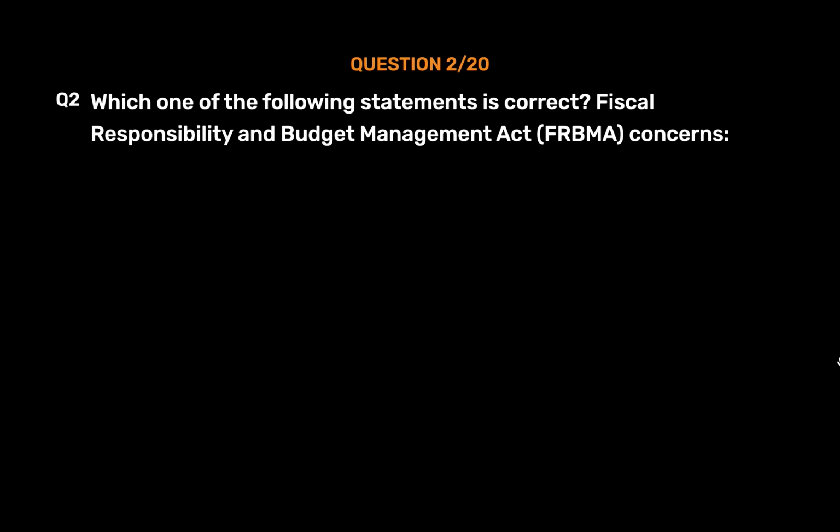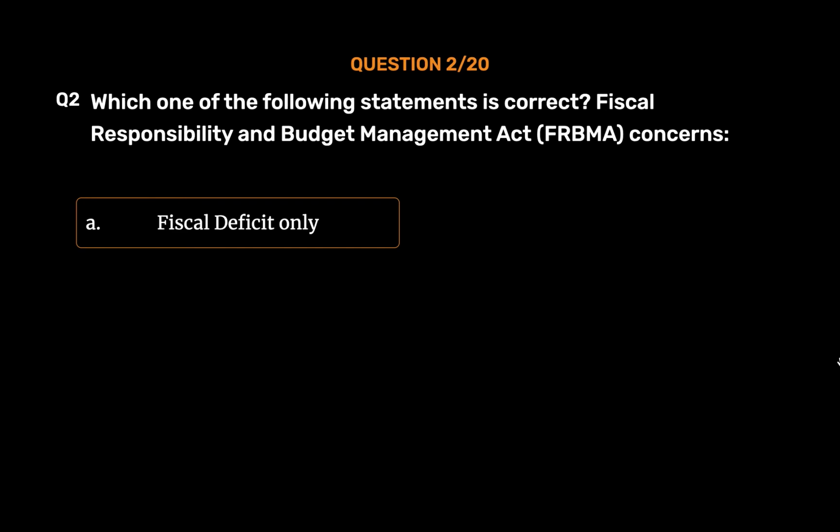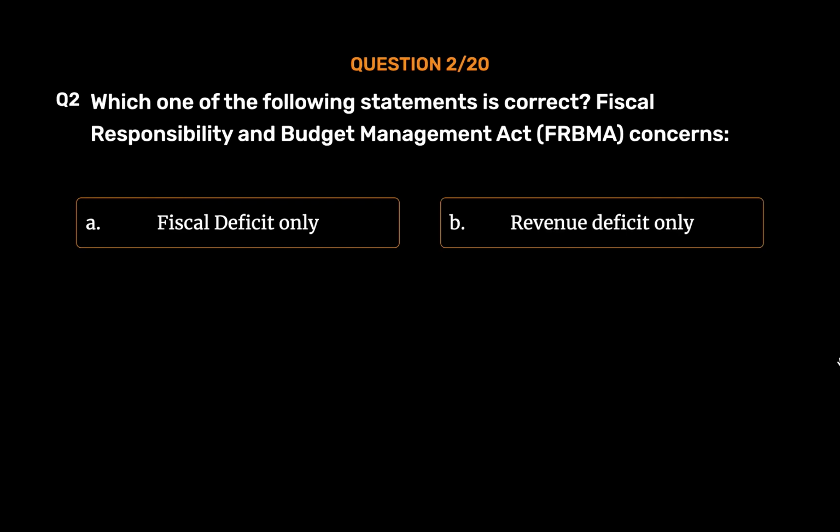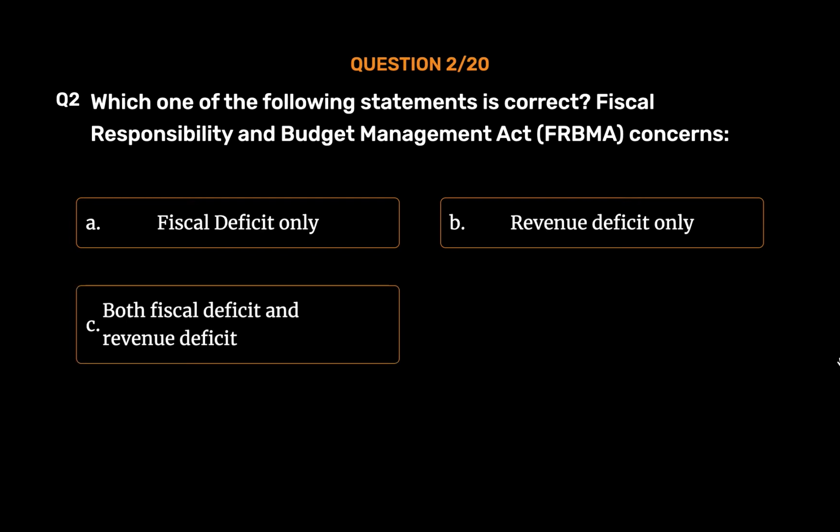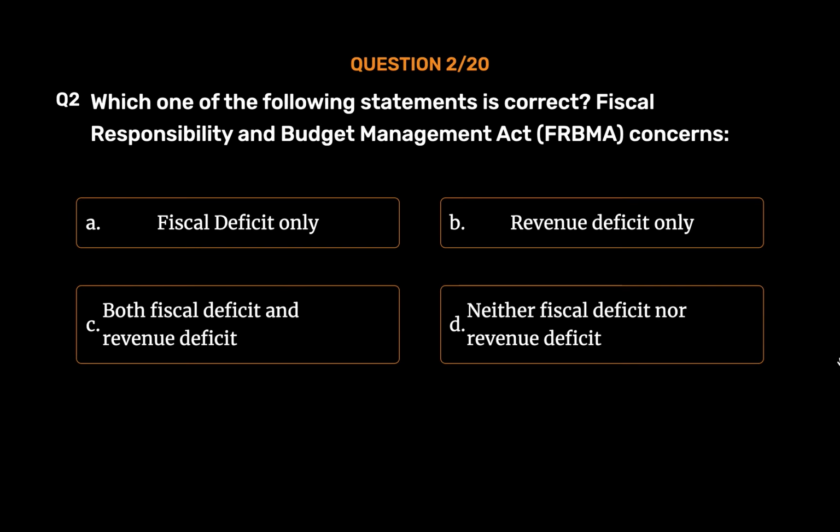Question number 2. Which one of the following statements is correct? Fiscal Responsibility and Budget Management Act, FRBMA, concerns. Option A. Fiscal deficit only. Option B. Revenue deficit only. Option C. Both fiscal deficit and revenue deficit. Option D. Neither fiscal deficit nor revenue deficit.